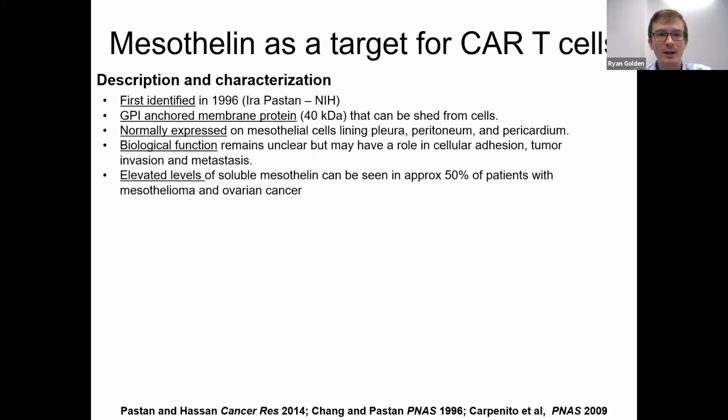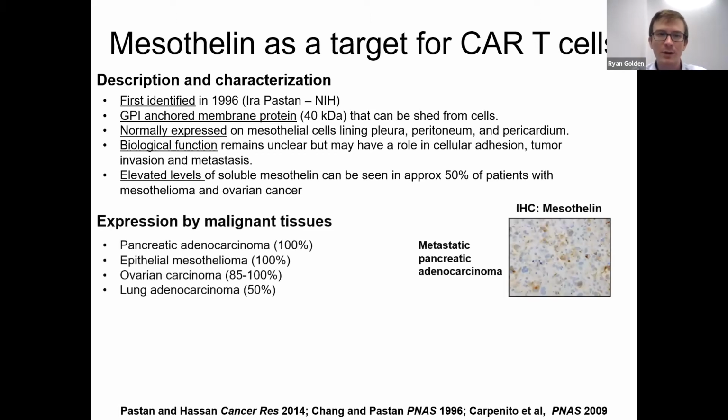This was first identified in the mid-90s by a group at the NIH. It's a GPI-anchored membrane protein that can actually be shed from cells, and it's normally expressed across a range of mesothelial cells. Though its biological function remains somewhat unclear, it is thought to have a role in cell adhesion, and on the pathology side, perhaps tumor invasion or metastasis. Why we're interested in this in cancer biology is that elevated levels of soluble mesothelin are seen in a large fraction of patients with either mesothelioma or ovarian cancer.